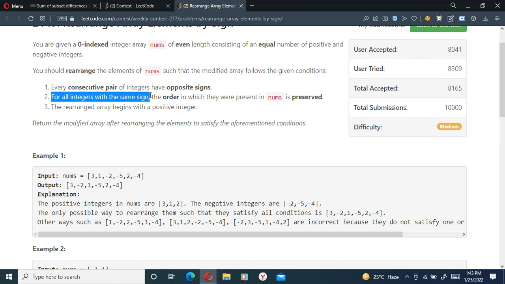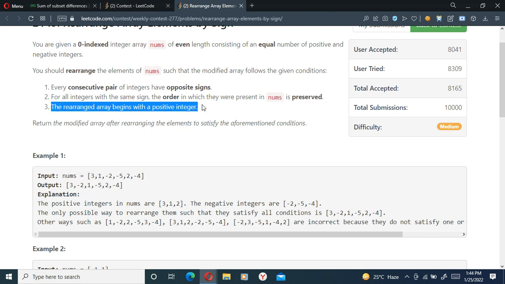For all the integers with the same sign, the order in which they were present in nums is also preserved. So if 3 is coming first, it should come first here. If 1 is coming after 3, then it should come here. It follows the subsequence. So this rearranged array begins with a positive integer. Okay, it is beginning with a positive integer.